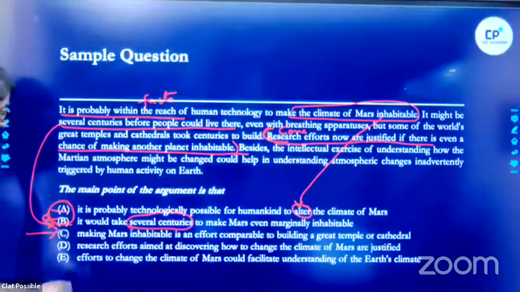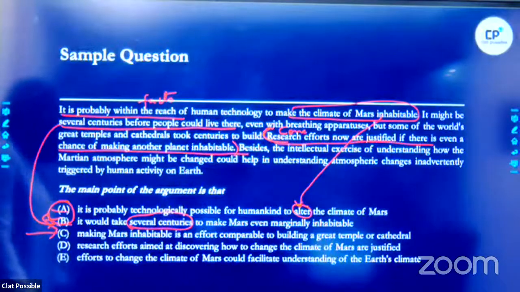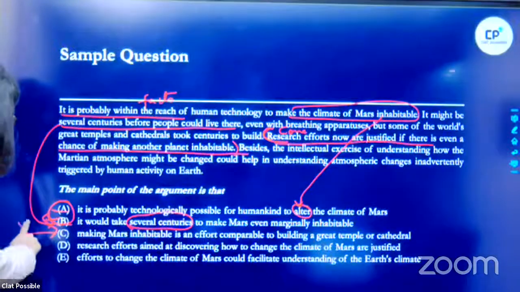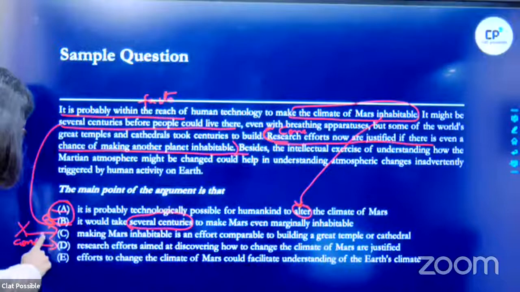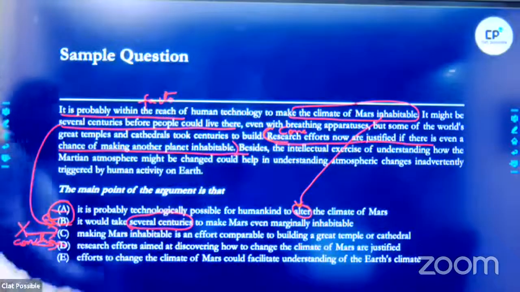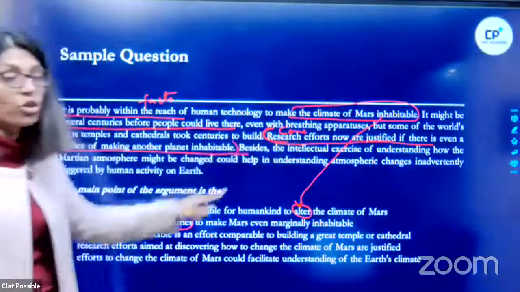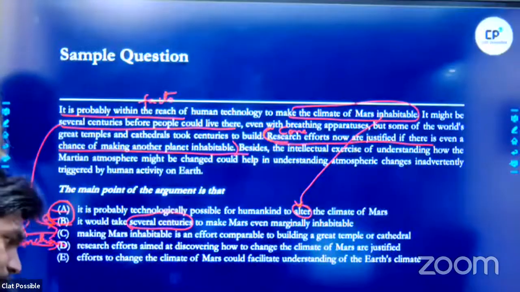This is only done in comparison to show that we took so much time anyways for different things. So why not for this? Not close to the main point. D is repeating the conclusion. I said if nothing else, the main point answer has to focus on the conclusion. Therefore, the correct answer for this is D.